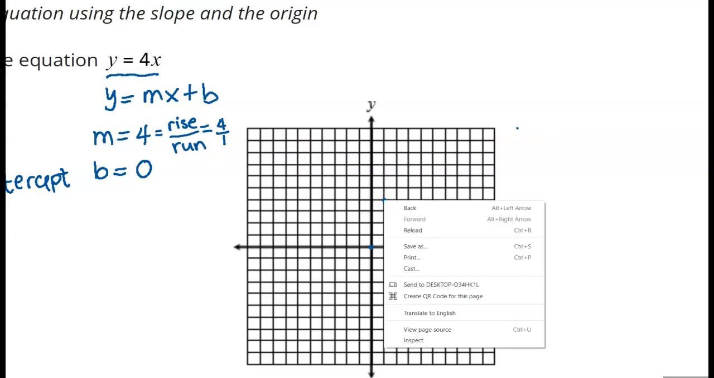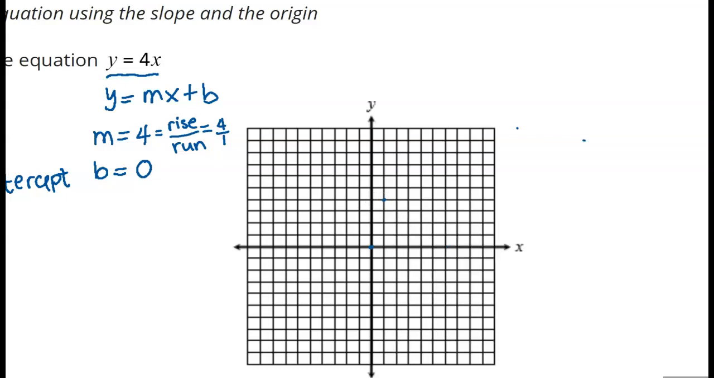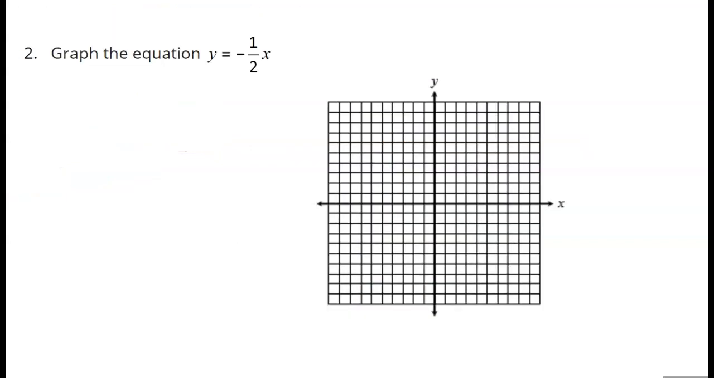This would give us our second point. Then you are just going to connect these 2 points and extend it. That would be the graph of the line y is equal to 4x.